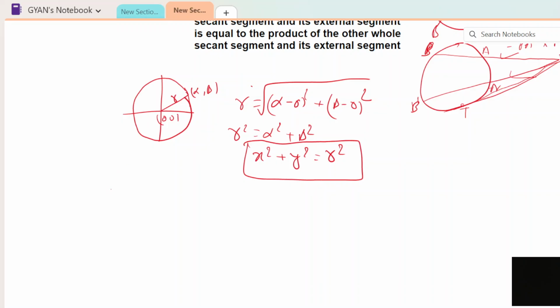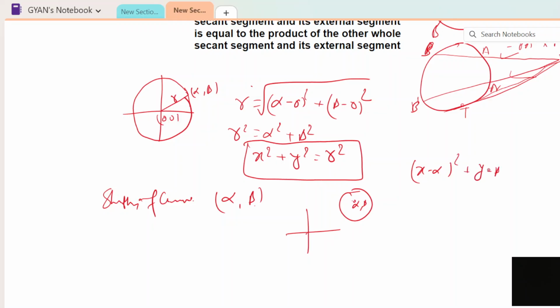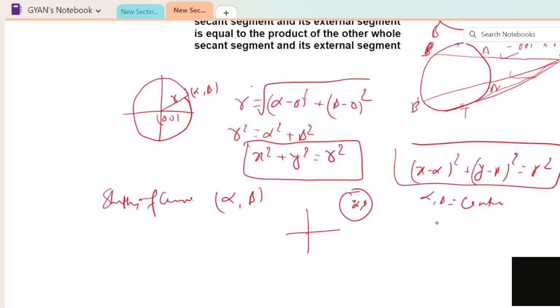Now we know the shifting of a curve. Suppose this curve is shifted to alpha beta, that means the origin is here. Then it will be x minus alpha the whole square plus y minus beta the whole square is equal to r square. This is the second equation, where alpha beta is the center and r is the radius. So this is the second formula.